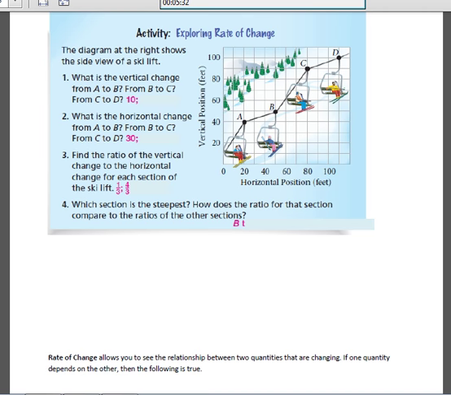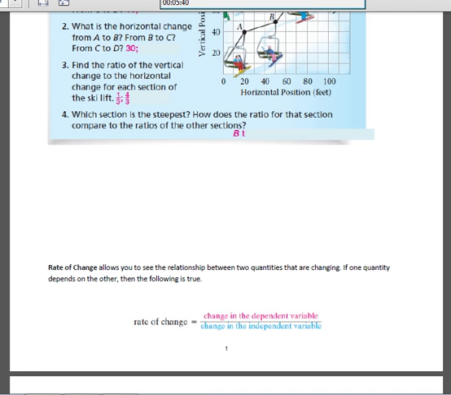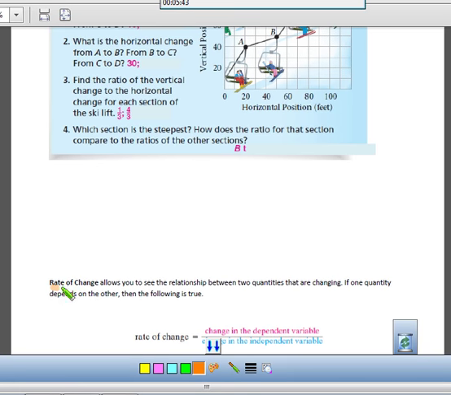So, the rate of change, we've got a little definition here. Rate of change allows you to see the relationship between two quantities that are changing.